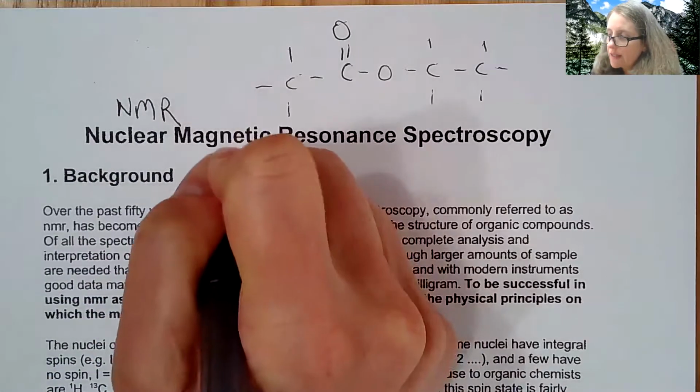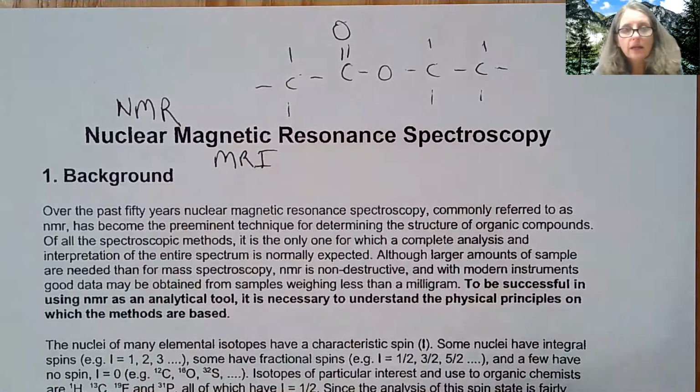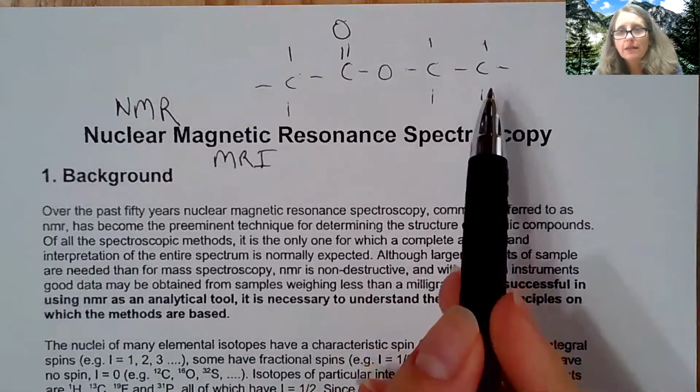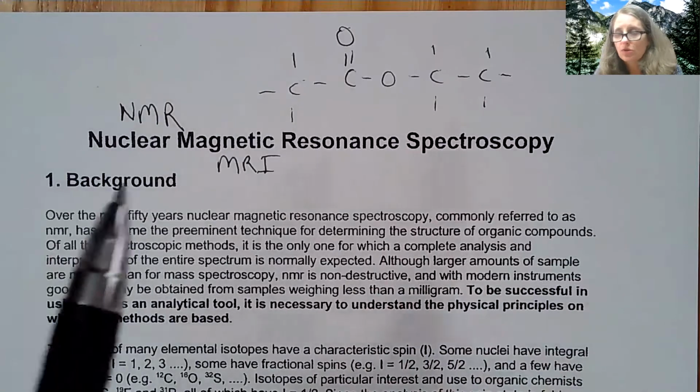If any of you have had an MRI, it is exactly the same thing. It's called magnetic resonance imaging. They thought that if they used it for medical purposes, people would freak out about the word nuclear because it has a bad connotation. But really what it is, is a huge magnet. And what it does is look at a structure like this and give you information of what that structure is.